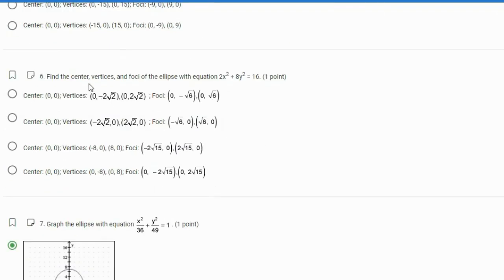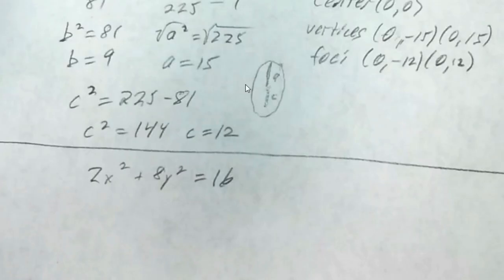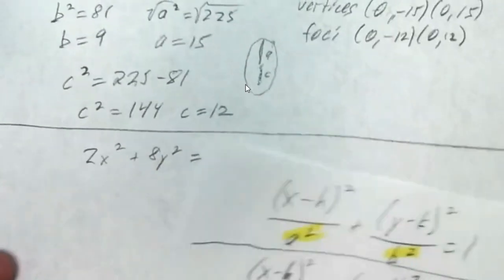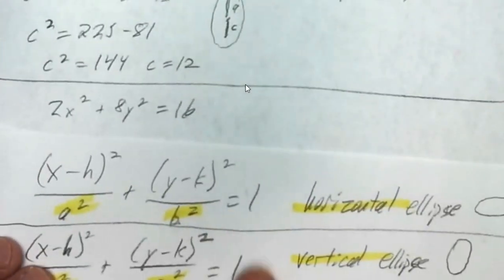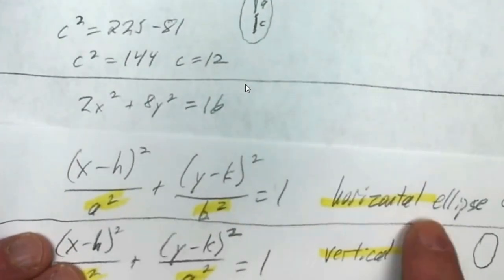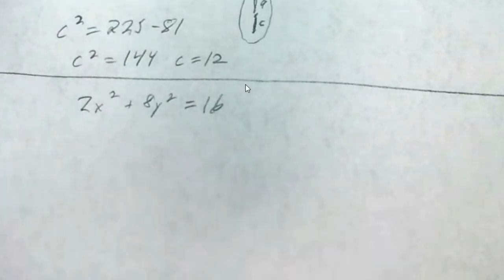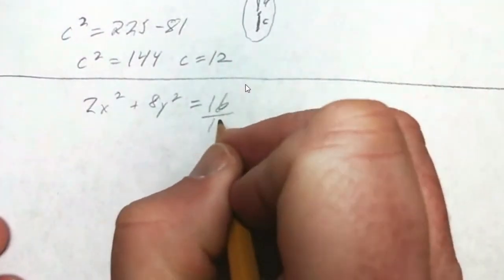Okay, again, center, vertices, foci, and ellipse. But we've got to change the equation first off. So let's see what equation they've given us: 2x squared plus 8y squared equals 16. Okay, this is actually a pretty simple one. Since we need them always to equal 1, whether it's horizontal or vertical, and ours equals 16, we just have to divide by 16.